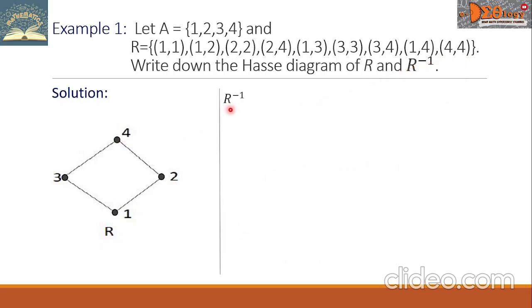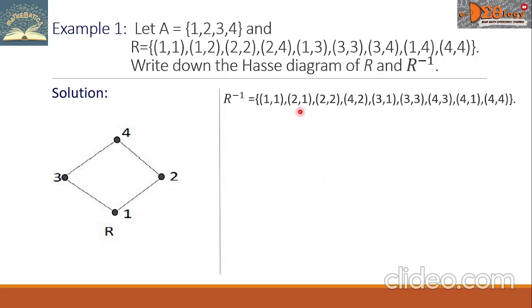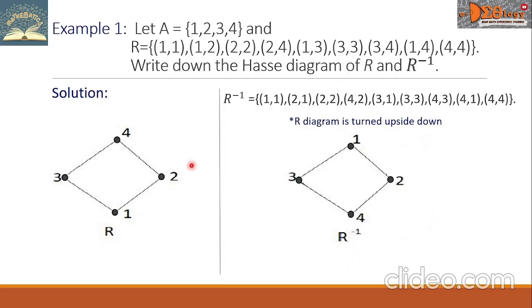Then we have R inverse. We can write the ordered pairs for the R inverse in this way. And in writing the Hasse diagram for the R inverse, we will just take the R diagram and turn it upside down. So it becomes like this. The number 1 comes up and the number 4 comes down. The dots 3 and 2 remain in position. This is now the final answer, the Hasse diagram for R and the Hasse diagram for R inverse.